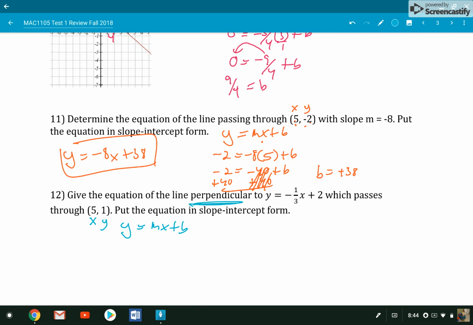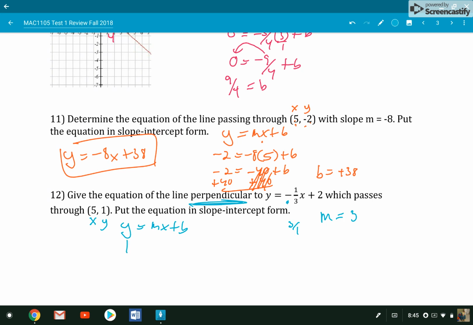Because my line is perpendicular to this line, remember, parallel lines have the exact same slope, but perpendicular lines have slopes that are opposite reciprocal. So my slope is going to be a positive 3. Where the original slope was negative, our slope is the opposite, so it's positive. And the reciprocal, where this was 1/3, our slope is 3/1, which simplifies just to be 3. So I can plug in 5 for x, 1 for y, and 3 for the m, and solve for b to get my y equals mx plus b form.